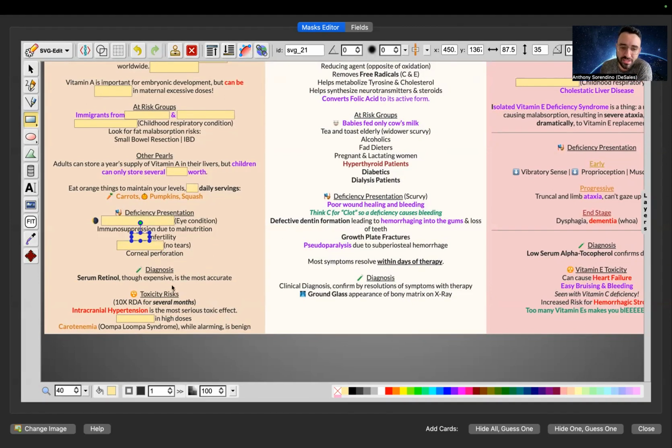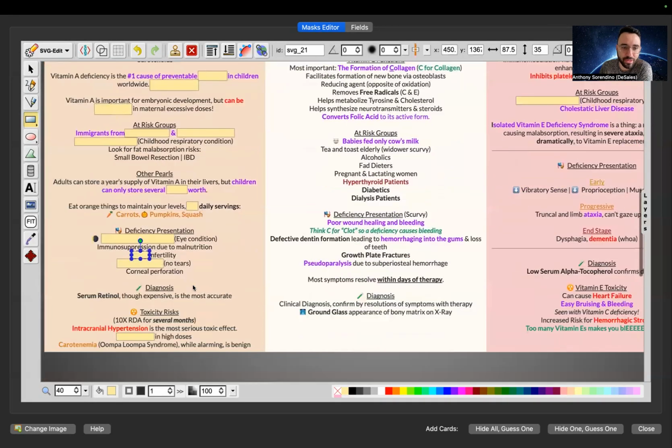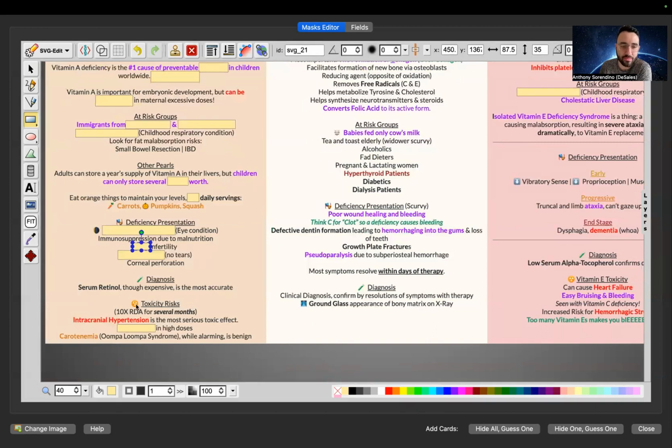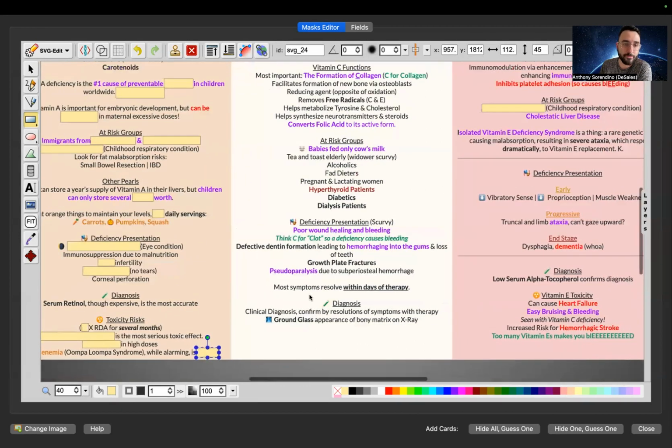Yeah, so I think knowing the toxicity is important. It's not easy to become vitamin A toxic. You need 10 times the recommended dietary amount for several months. The number 10 isn't important, but just knowing that's a high number is important. This is going to be huge. If somebody's completely orange from overdosing, I think knowing that that's benign is important.